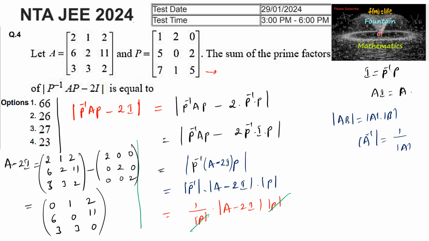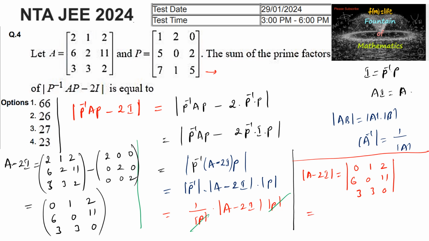So let us find its determinant. Determinant of A minus 2I is equal to determinant of [0 1 2; 6 0 11; 3 3 0], which is equal to 0 times, then minus 1 times of 0 minus 11 times 3, 33, and again plus 2 times of 6 times 3, 18, minus 0. So we can write 18 times 2 is 36 plus 33, which is equal to 69. So we got the determinant is equal to 69, but the question is about the sum of the prime factors.